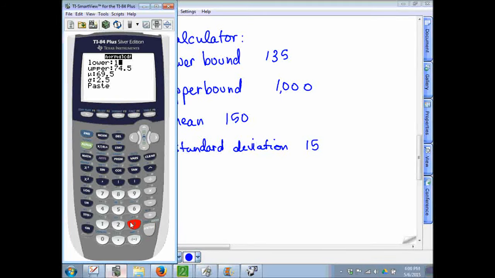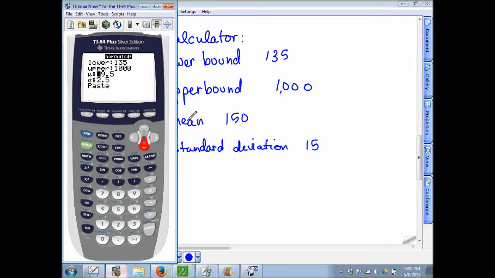But the lower bound is 135. We want to know the scores above 135, so that's the lower bound. The upper bound, really, all it said is above 135. If they had said something like, what's the percentage of students that score between 135 and 180, then 180 would have been your upper bound. But since they just said above 135, then you just throw out some real big positive number there. I just chose 1,000.